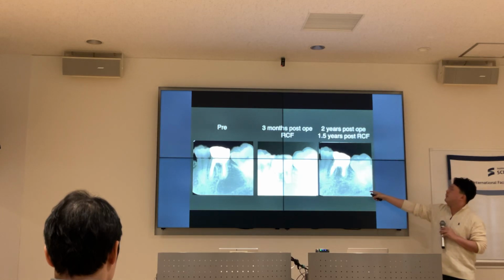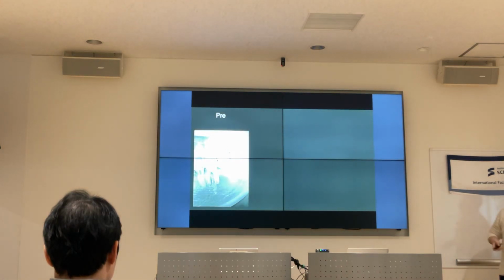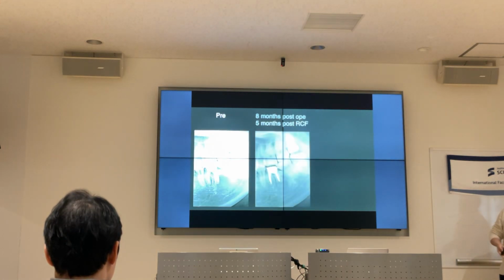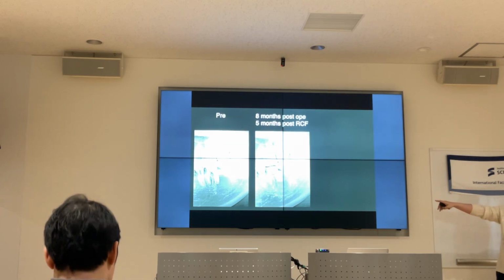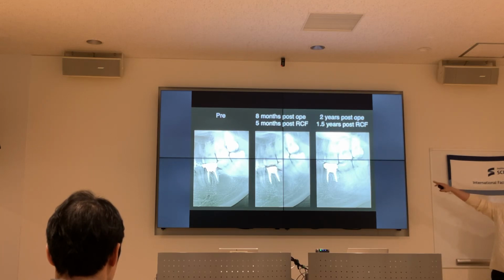Then this case is two years post-operation. The apical radiolucency is almost decreasing. This is a panoramic view before and eight months post-operation. And this is two years. The apical radiolucency is almost healing.